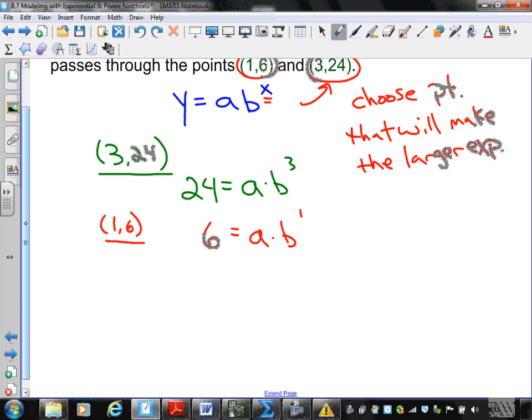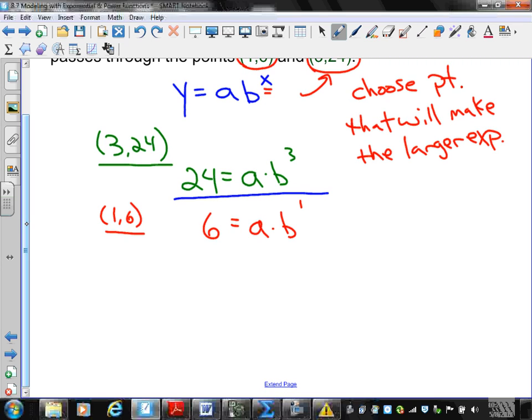And I have this all lined up. I just need to put my division bar there. Look what happens when we divide. On the left side, I get 24 divided by 6. Oh, that's nice. Mr. Chetland chose some nice numbers for us.